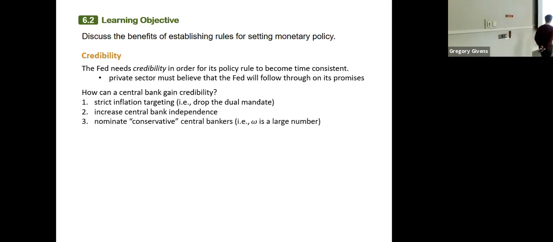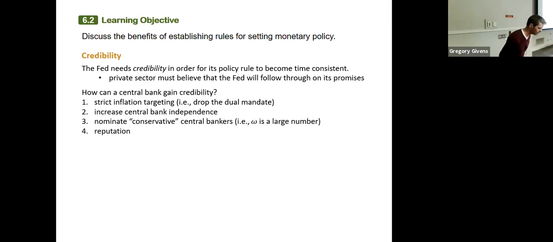Another way to gain credibility is to nominate conservative central bankers. So that's small c conservative. I don't mean Republican versus Democrat central bankers. What I mean by a conservative central banker is one that essentially places a larger relative weight on stabilizing inflation compared to the output gap, right? If we appointed central bankers that have an omega in their loss function that's a high number, then they're going to care more about inflation relative to the employment side of the mandate. That's going to send a strong signal to the private sector that the Fed is very serious about maintaining price stability.